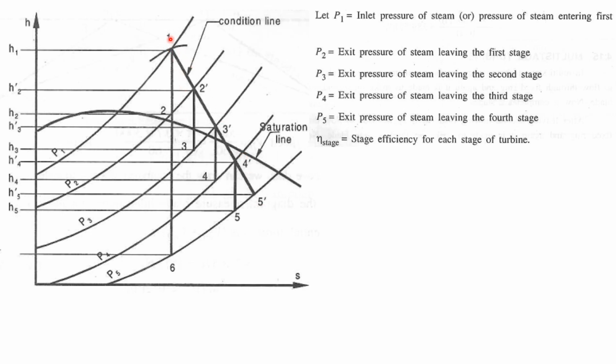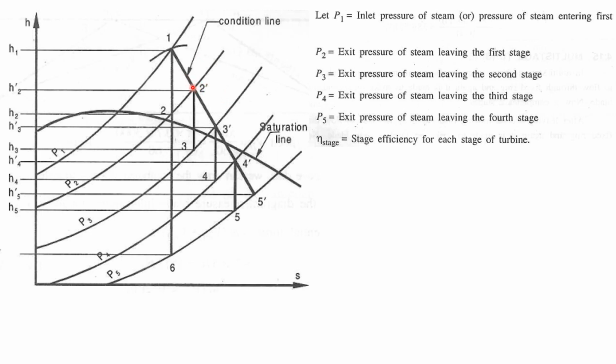Now suppose we consider the expansion of steam in the reaction turbine to be ideal, then it follows the isentropic condition, that is, from 1 to 2 it will drop as a vertical line. So the expansion of steam will be along this vertical line, but actually it is not isentropic, it will be adiabatic. So it should follow the deviated line, that is 1 to 2 dash. So 2 dash will be the actual condition of steam after stage 1.